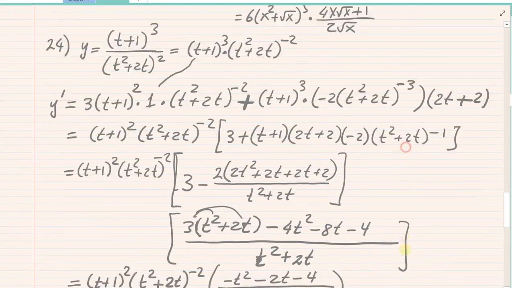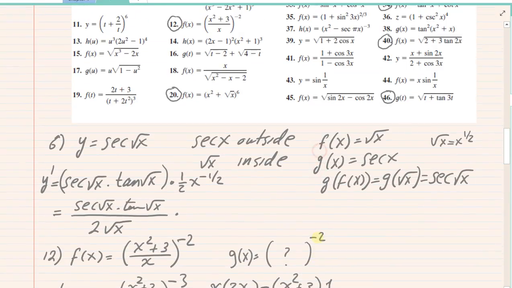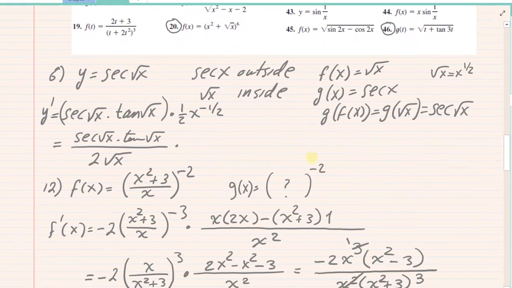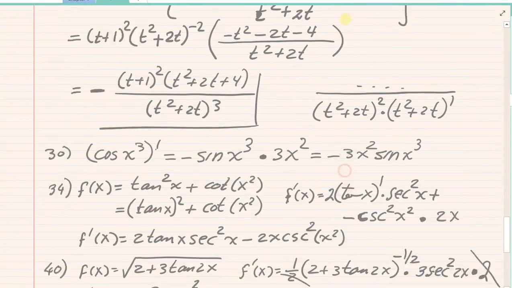One last one from that segment. We're going to do number 46. T plus tan 3t.